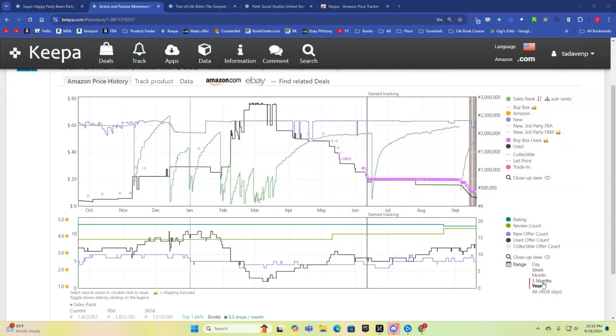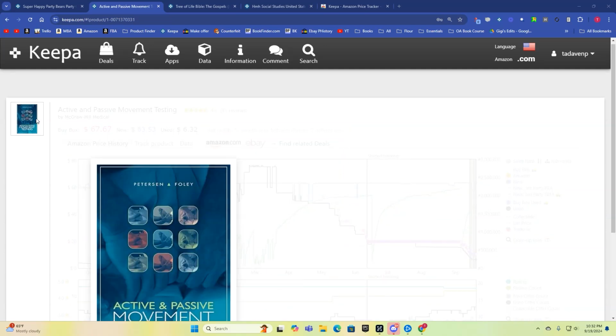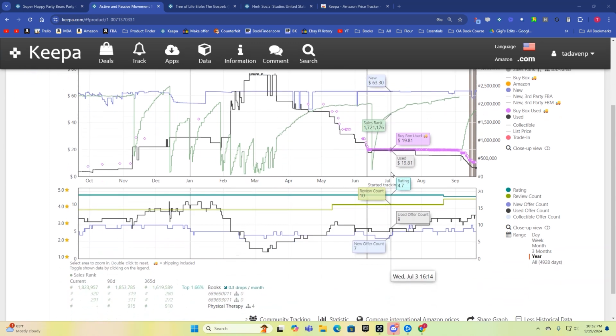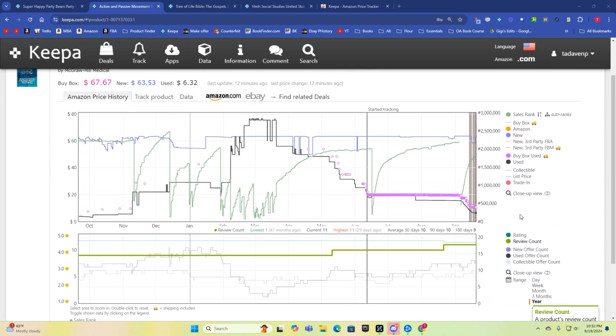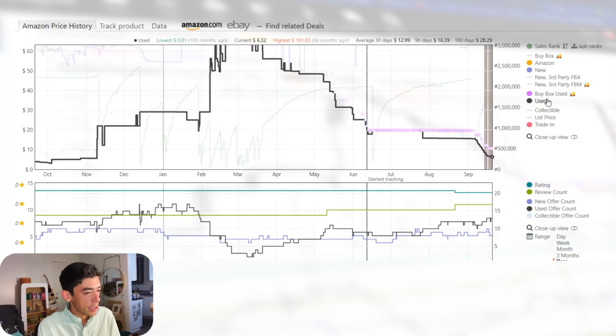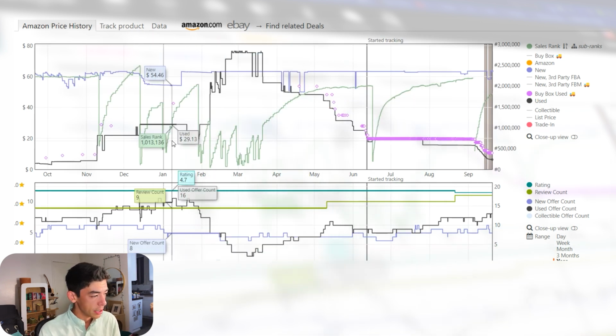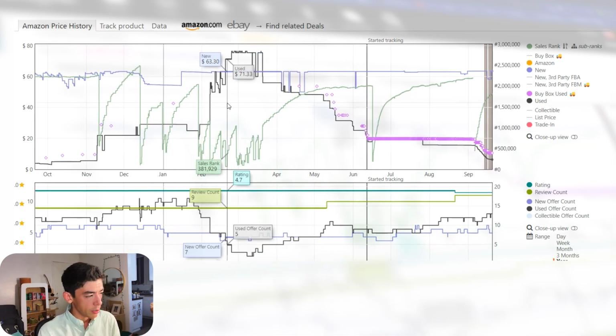So for example, if I look at this book, I can first look at the title of the book or the image of the book and I go, okay, active and passive movement testing. All right, I don't actually think that this book would have seasonality, but just because it doesn't look like, based upon the cover, that it would have seasonality doesn't mean that it doesn't. And if we go to the Keepa graph and look at a 1-year snapshot here, you'd actually see that the used price goes up very high in February and March. You can see the used price was in the 20s and then it goes up here into the 60s and 70s.